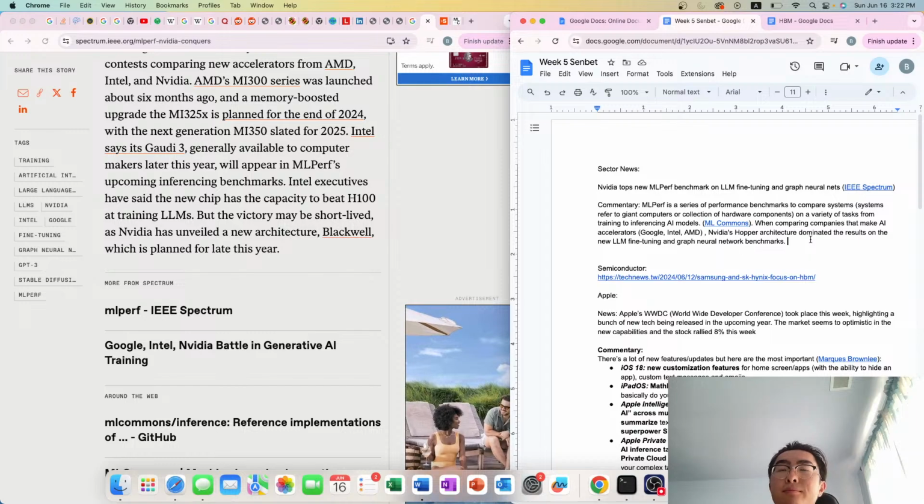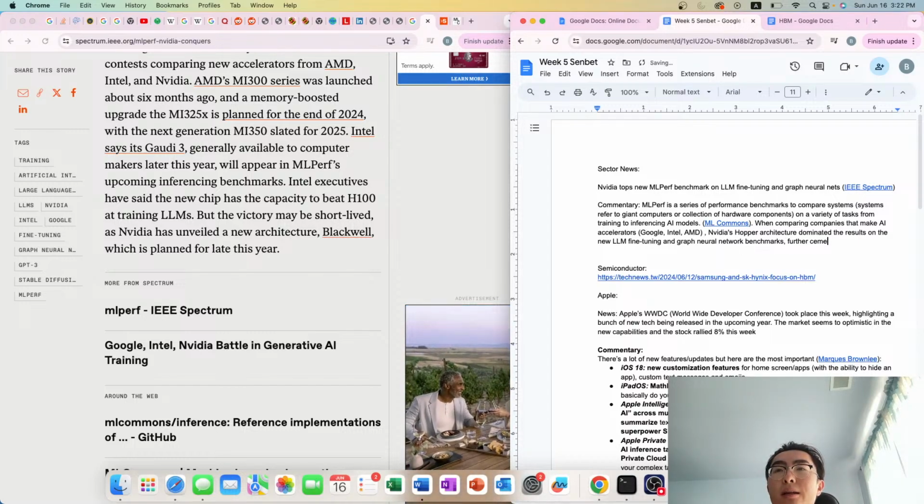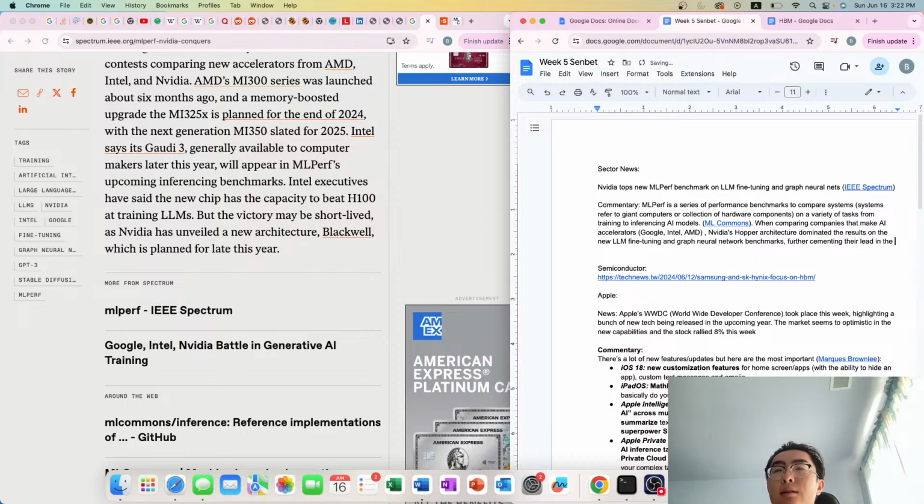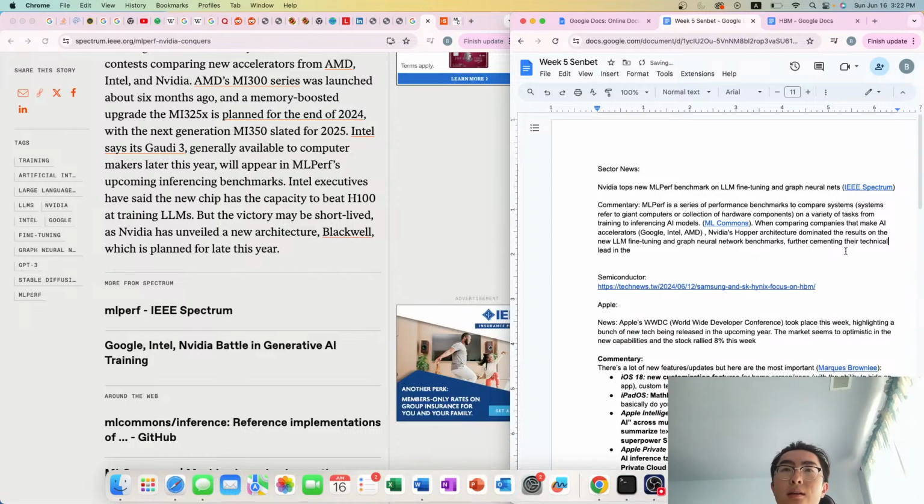Okay. Further cementing their technical lead in the AI accelerator, so the GPUs optimized for AI training and inference. Okay.